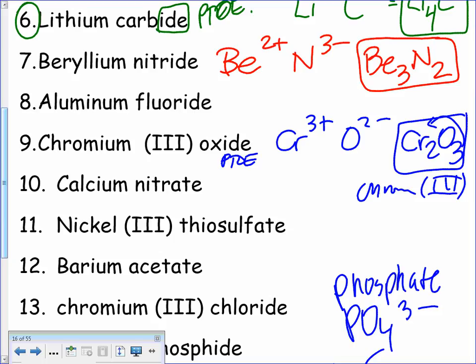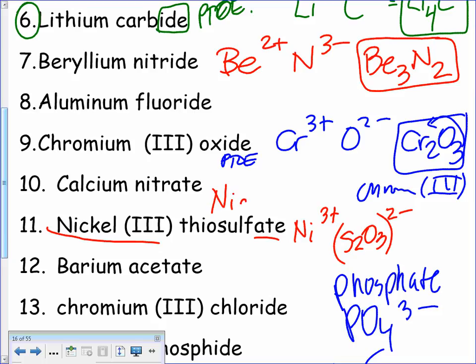Let's do nickel 3 thiosulfate. They sound like they're made up. They're not. Nickel 3 thiosulfate. So what is this telling you? Nickel's charge is 3. Thiosulfate, where are you looking there? Polyatomic ion list, right? Thiosulfate is S2O3 2 minus. Okay, crisscross, what do you get? Ni2(S2O3)3.